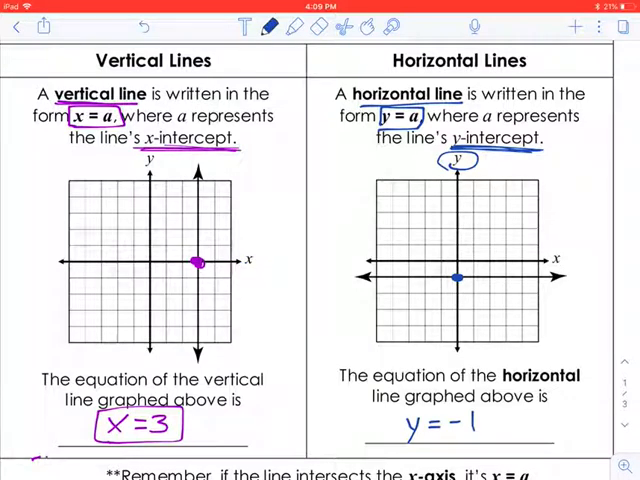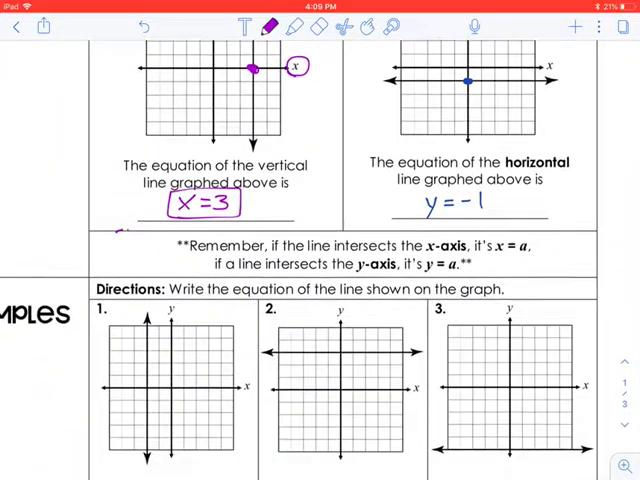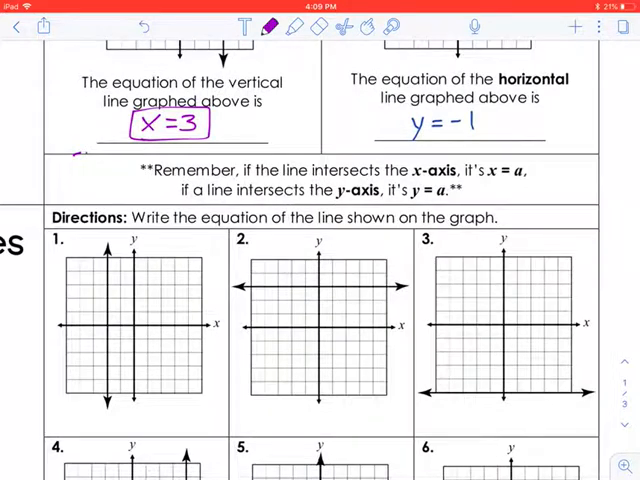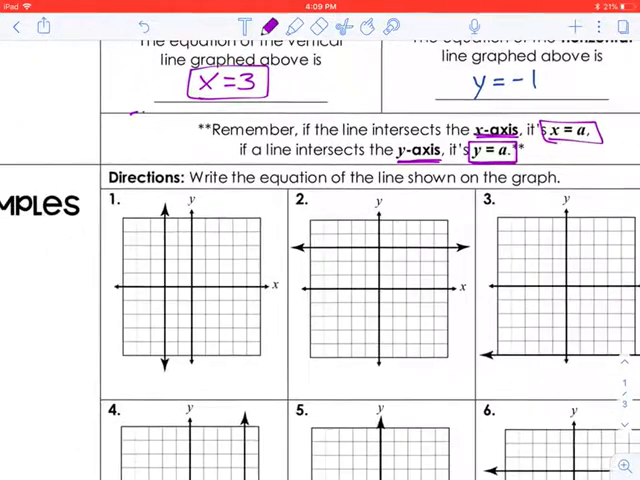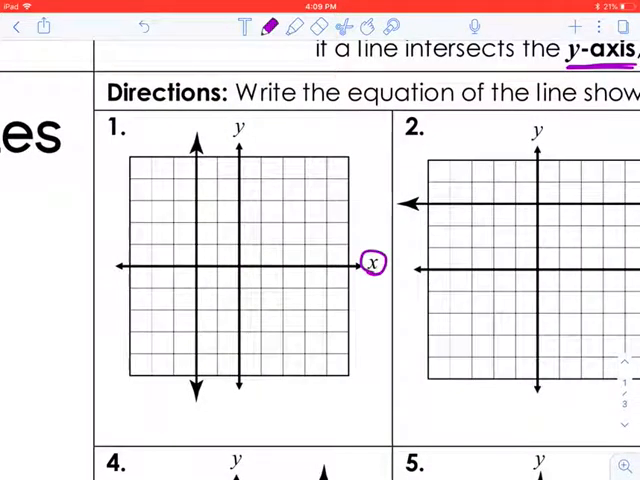Okay? So we're just going to go through this and take a look at these examples, and then you'll be able to do the homework. So remember, if the line intersects the x-axis, it's x equals a. If a line intersects the y-axis, it's y equals a. Okay, so just look at that distinction. Okay, so for number 1, for instance, this is the x-axis that it's going through. Okay, so that'd be x equals -2 since it's left 2.